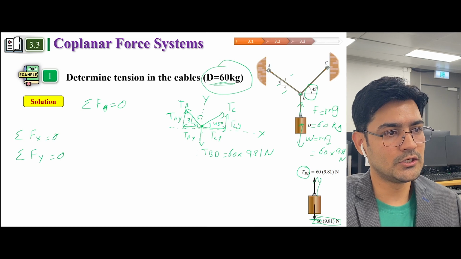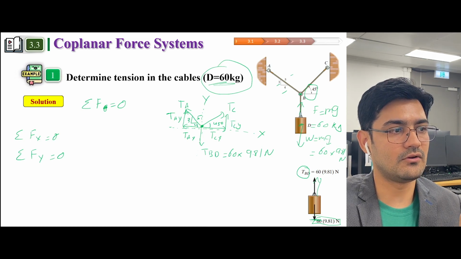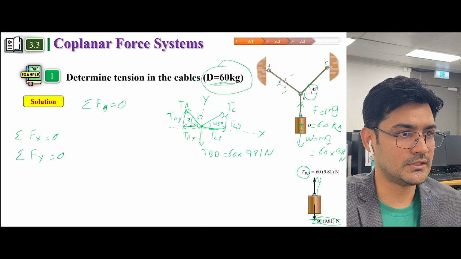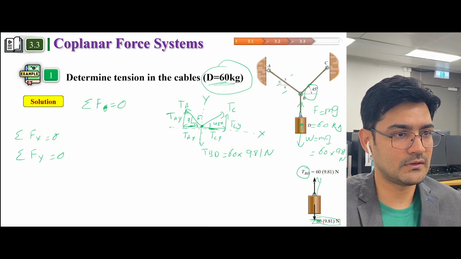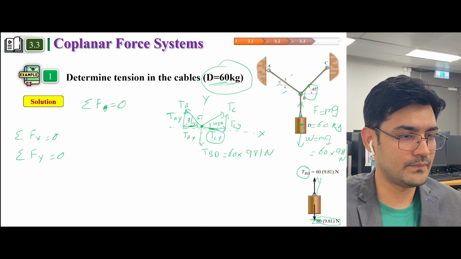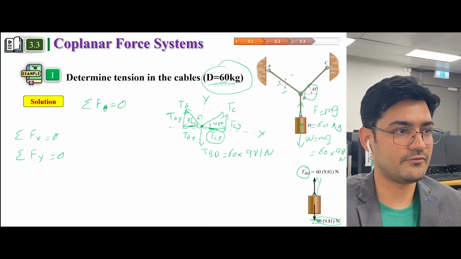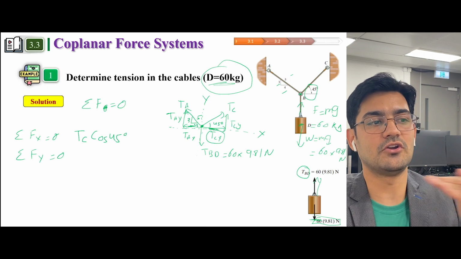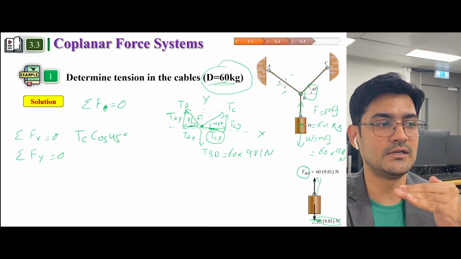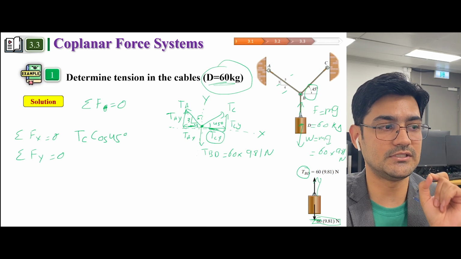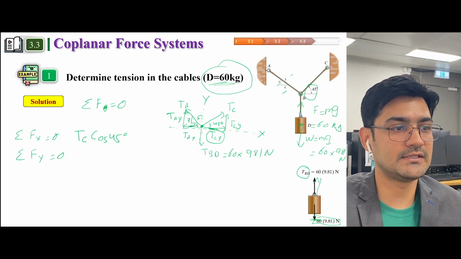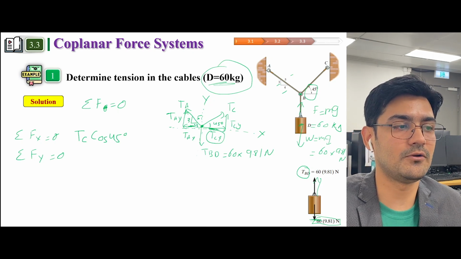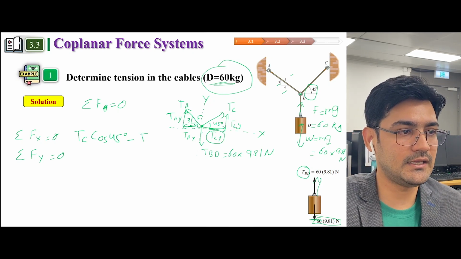Okay, so there are two forces that are acting along x-axis. One is this force, one is this force. So this force is f of x. This is TC cos of 45 degree, because this is a horizontal component and we know f of x is equal to f cos theta. So this is cos theta and theta is 45 degrees. So this is TC cos theta. Now this force is on the opposite side. So we will put minus, and this is TA.